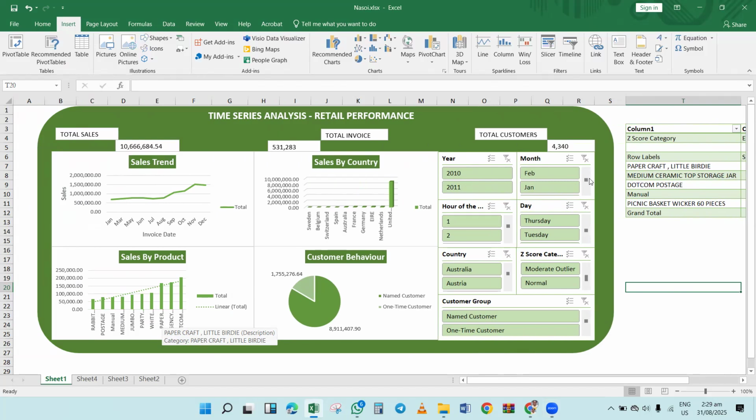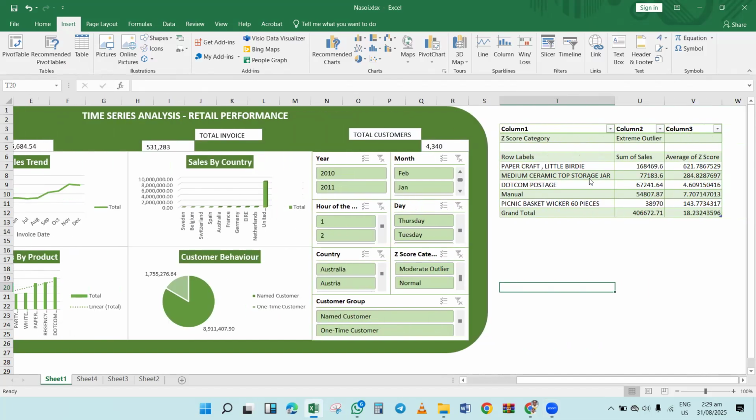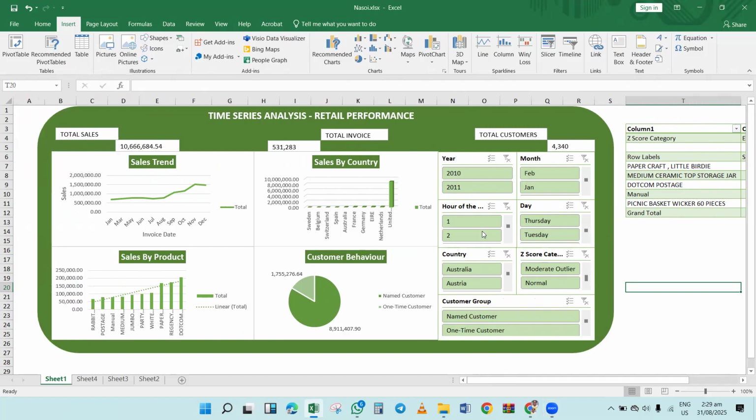Out of all our products here, the only ones that are part of the extreme outliers are the .com and the paper craft. The rest are not part of the extreme outliers. So we can see they are part of the top 10 because they are extreme outliers, meaning people actually really purchase them. It's not a one-time thing or a one-off buy. If you want to delve deeper into that, you can also do that.